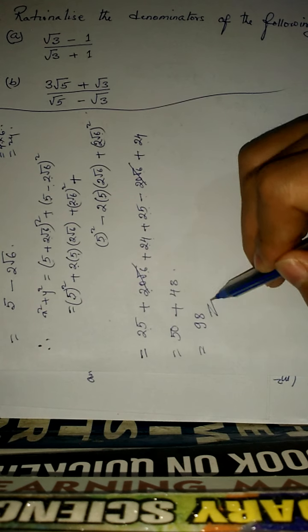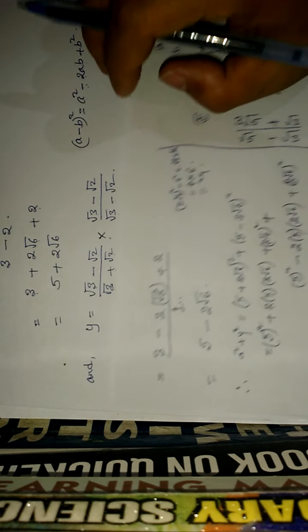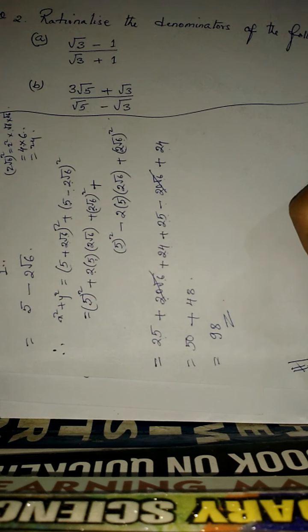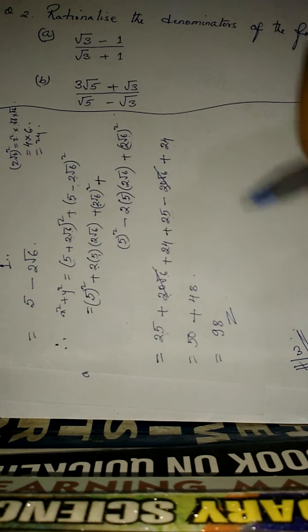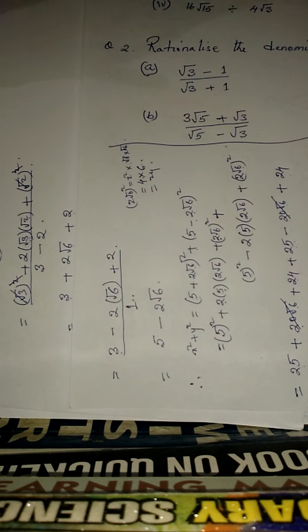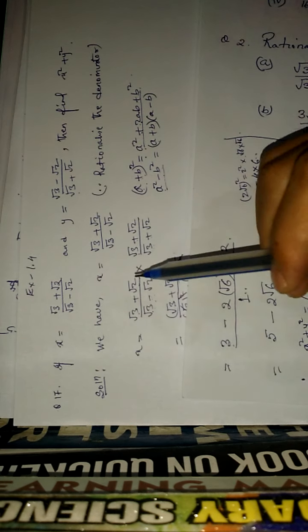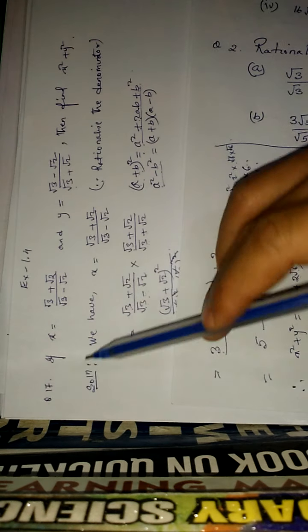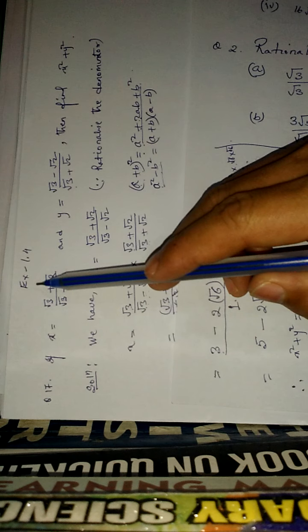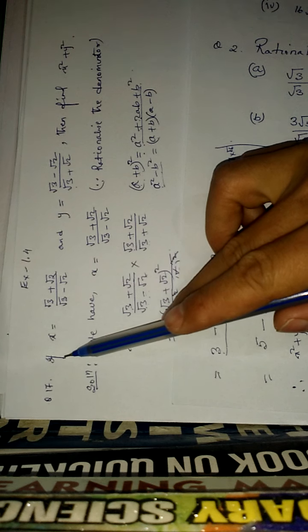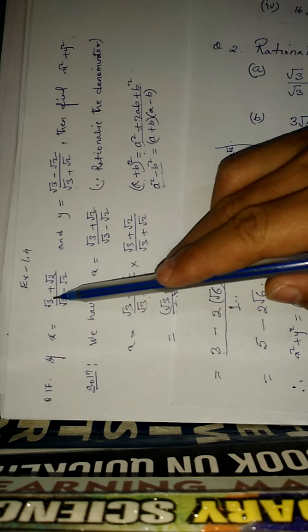Let's review once again before we stop the video. See exercise 1.4 question number 17. If x is equal to root 3 plus root 2 by root 3 minus root 2 and y is equal to root 3 minus root 2 by root 3 plus root 2, then we have to find x square plus y square. See, the x value is given here.